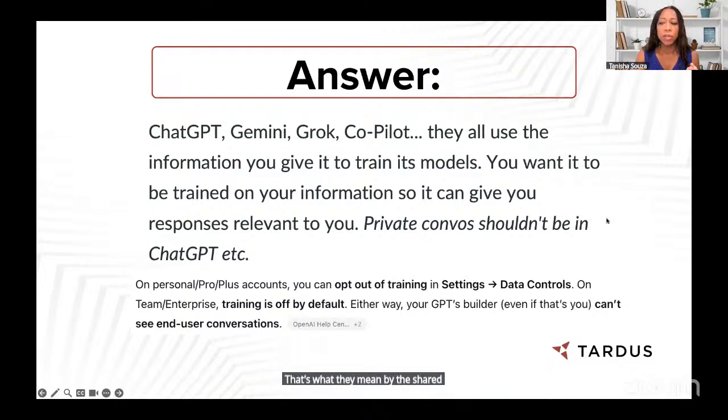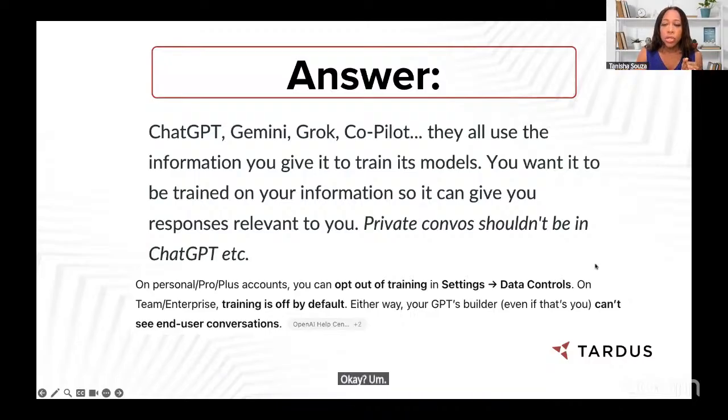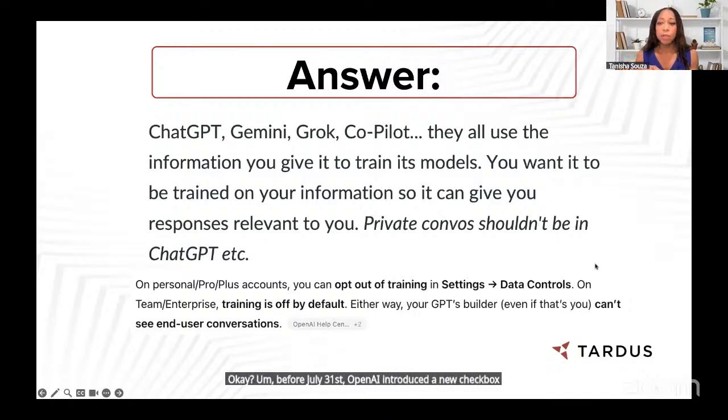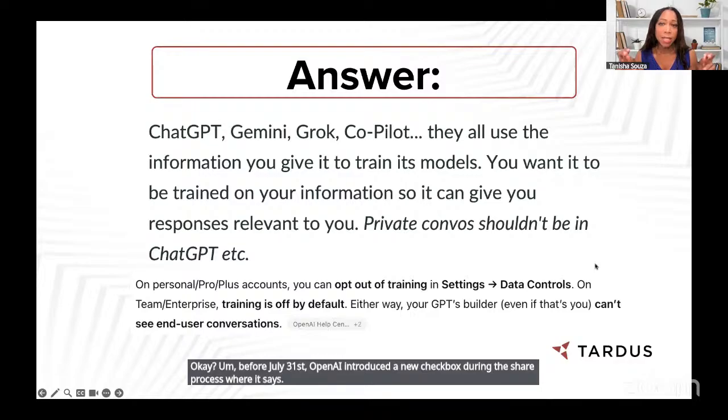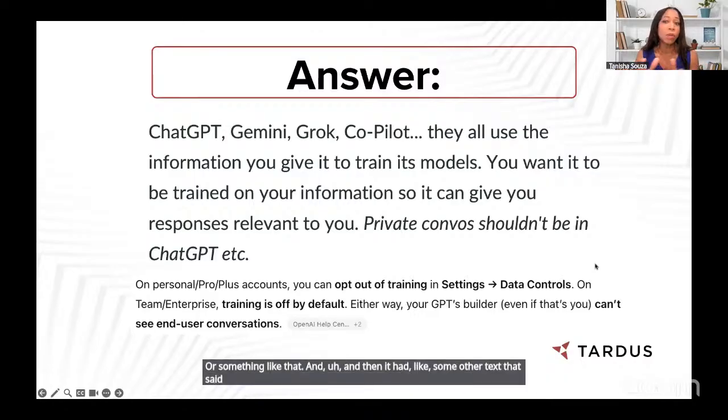So they can share the conversations via a link. Okay. Before July 31st, OpenAI introduced a new checkbox during the share process where it says, make this chat discoverable, or something like that. And then it had some other text that said it allows it to be shown in web searches. Now the people that ticked that box could have their shared chat indexed by search engines like Google or other ones.